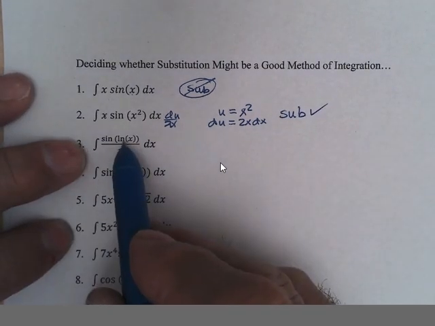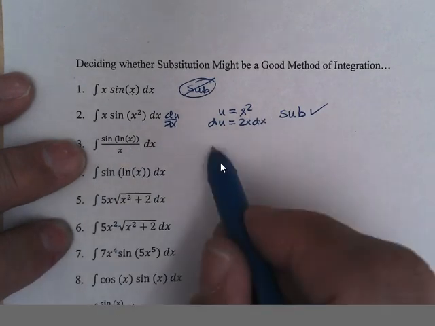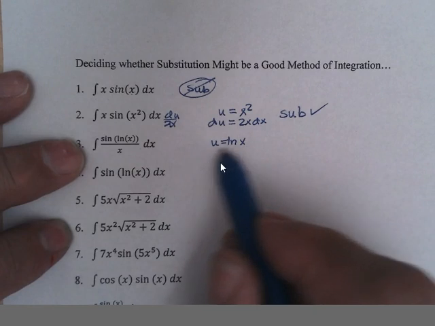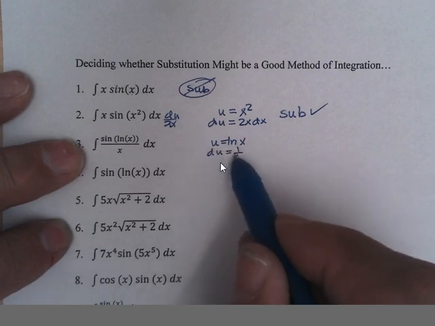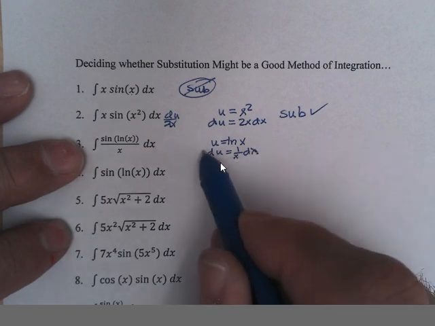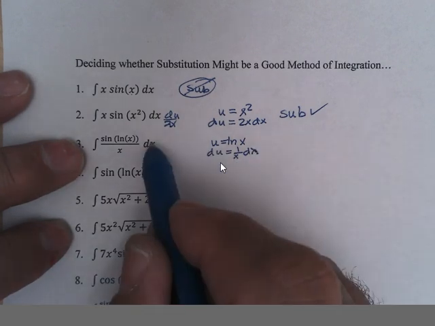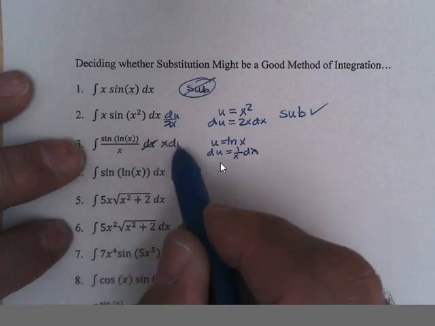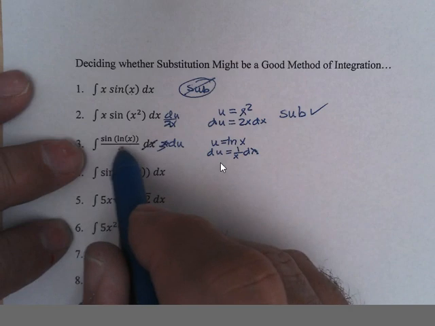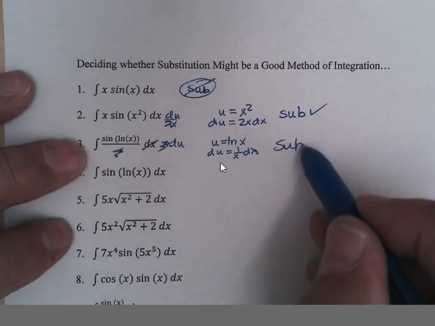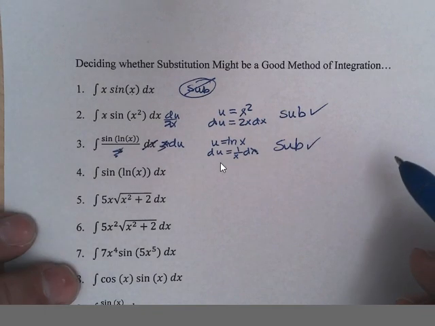This one, probably would think about letting u be ln x. And if you take the derivative, you get du equals 1 over x dx. So that x comes up and becomes times the du. So dx would become x du, and that x would cancel that x, and we just have sine of u. So substitution is a good choice.